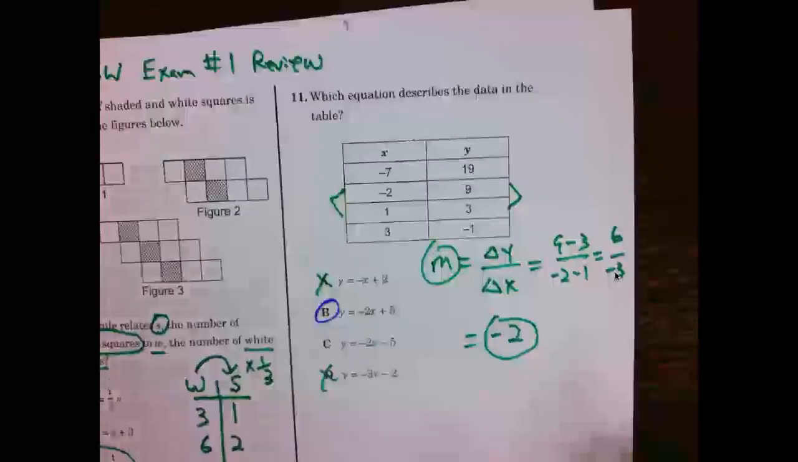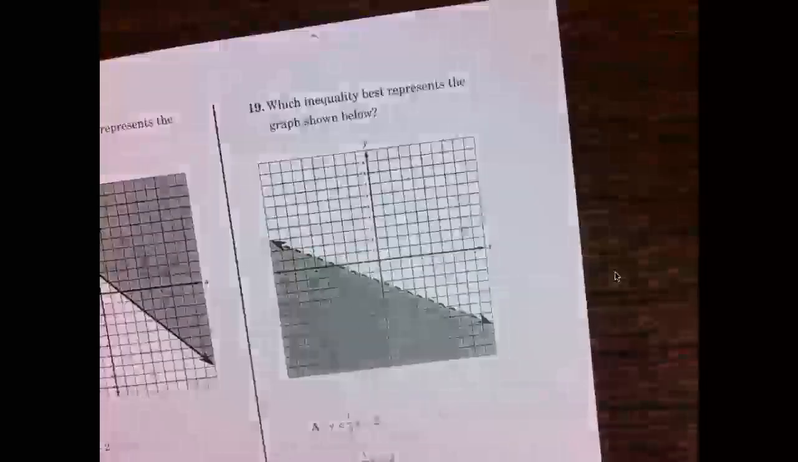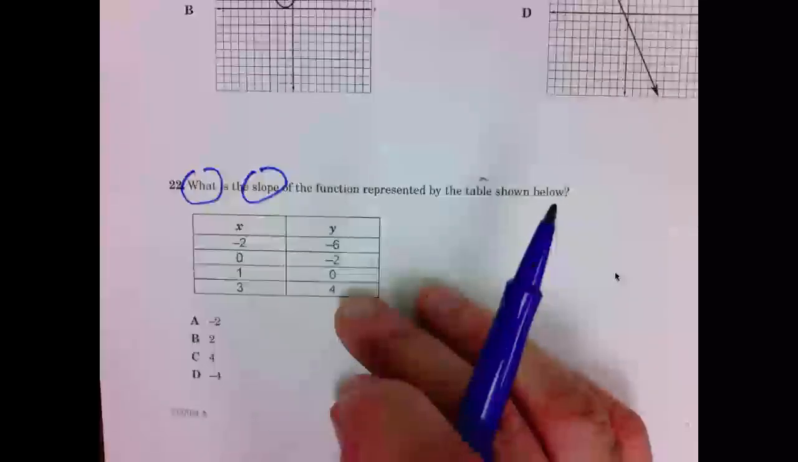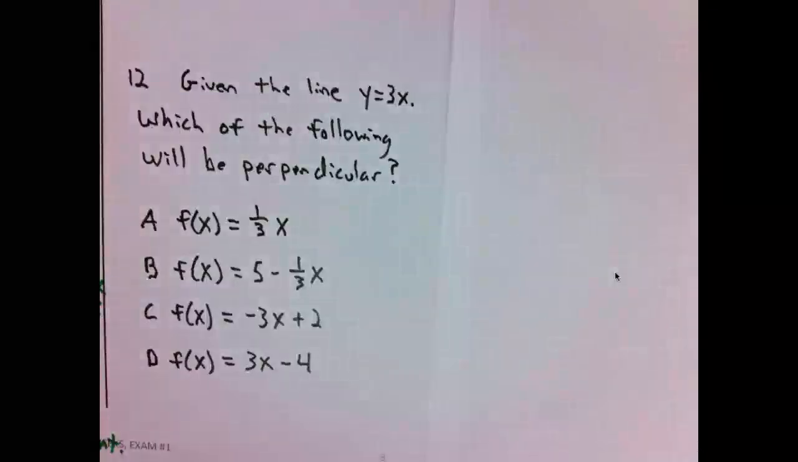Okay, with that process, you can not only answer number 11, but also question 12 asks what is the slope? Well, we can simply type these in and find the slope. The line equals 3x. Which of the following will be perpendicular?